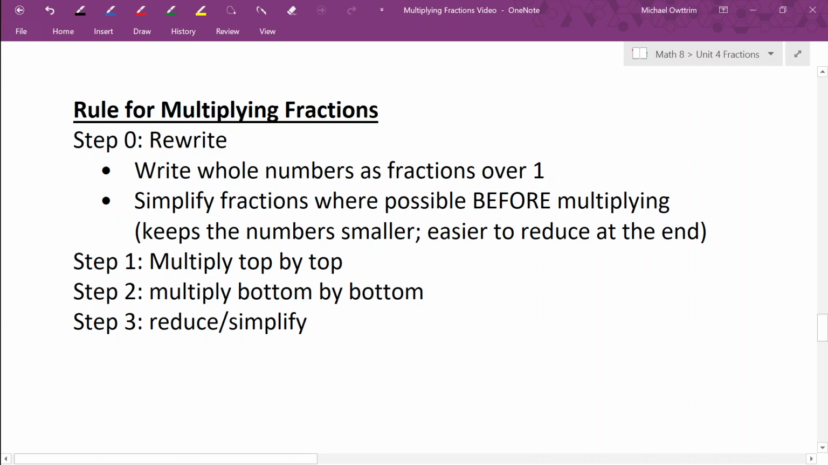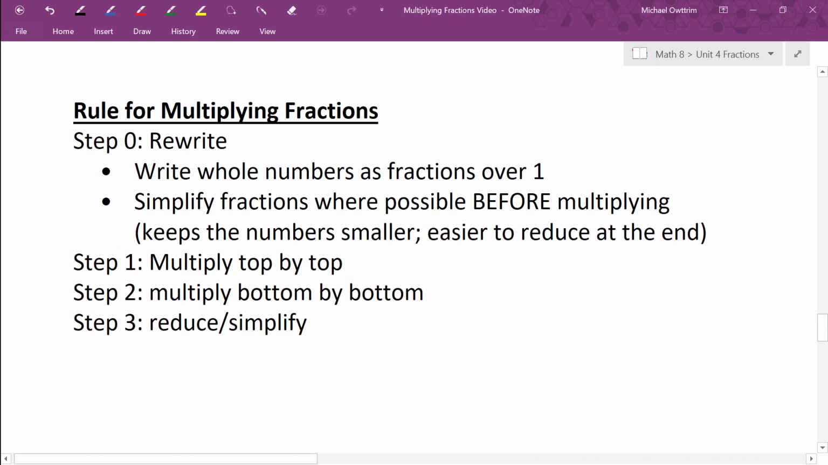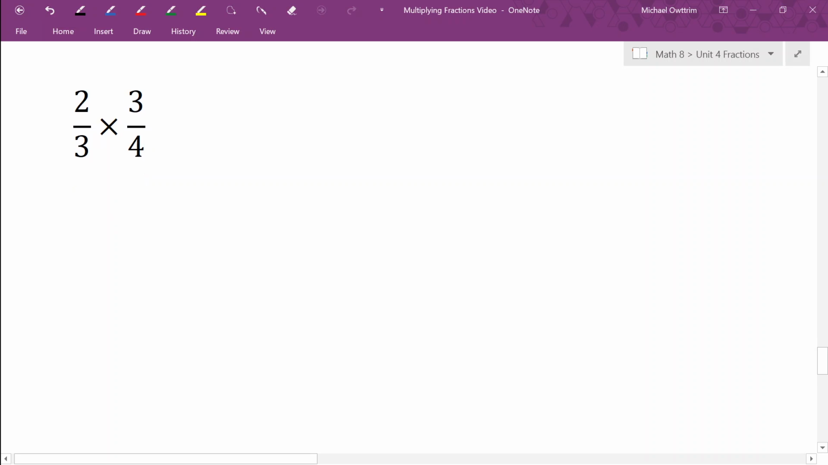There's kind of a step 0 to make your life a little bit easier, which is to rewrite the problem in any ways that we can. We are going to write whole numbers as fractions over 1. We are going to simplify fractions wherever possible before multiplying. Again, this trick just keeps our numbers smaller, and it makes it easier to reduce in step 3. After we've done those tricks, we're going to multiply the top number by the top number, we'll multiply the bottom number by the bottom number, and we'll reduce or simplify our answer. So let's take a look at a couple examples of that.